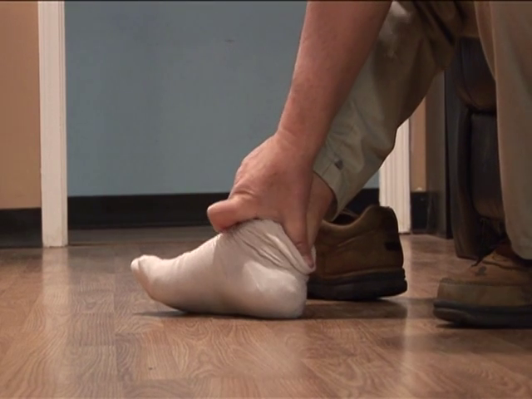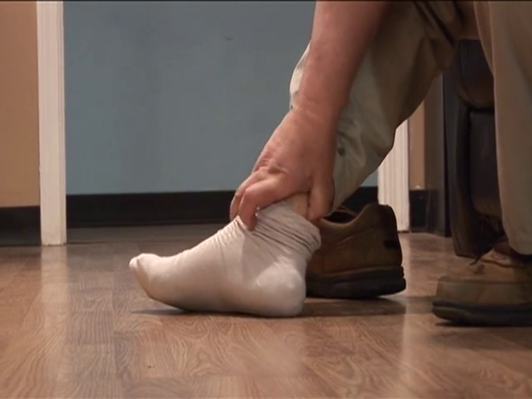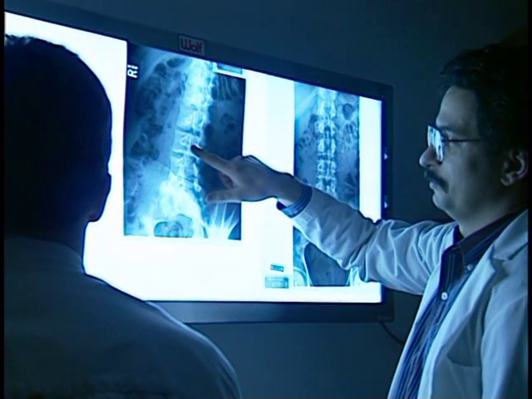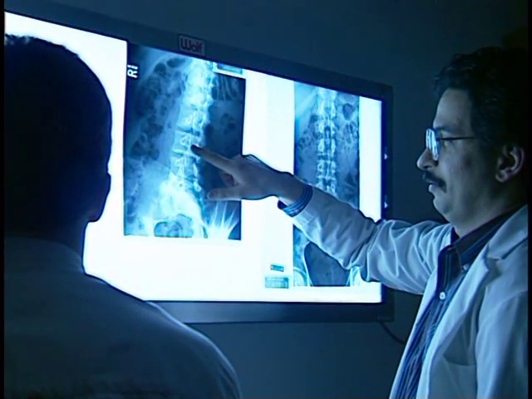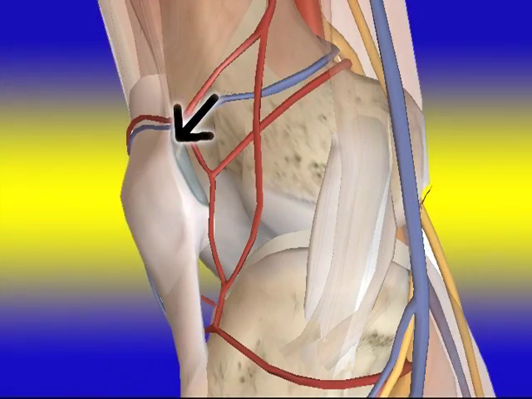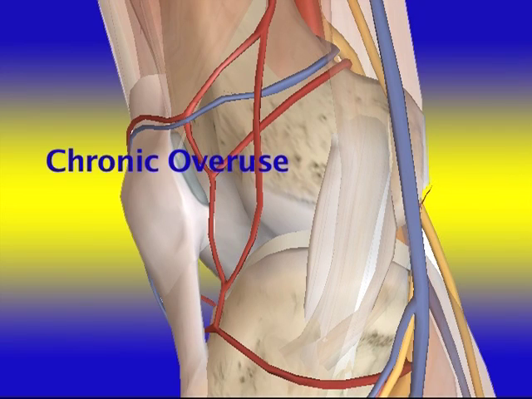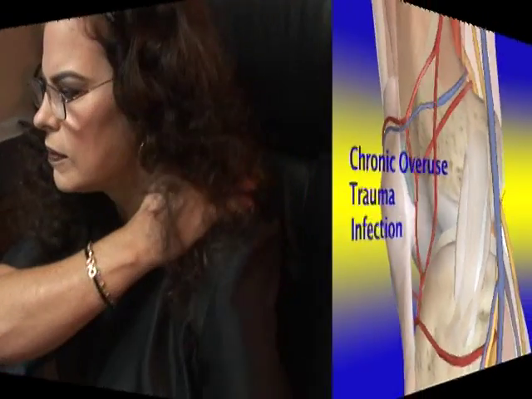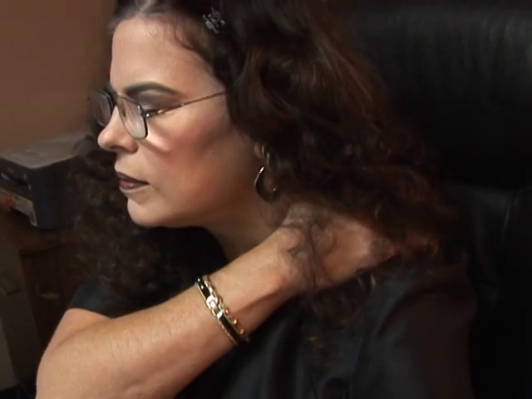Tendinitis is inflammation, irritation, and swelling of a tendon, which is the fibrous structure that joins muscle to bone. Bursitis is inflammation of the fluid-filled sac, known as bursa, that lies between a tendon and skin, or between a tendon and bone. Bursitis is commonly caused by chronic overuse, trauma, or infection, and causes joint pain and tenderness, stiffness and achiness, swelling or redness over the joint.